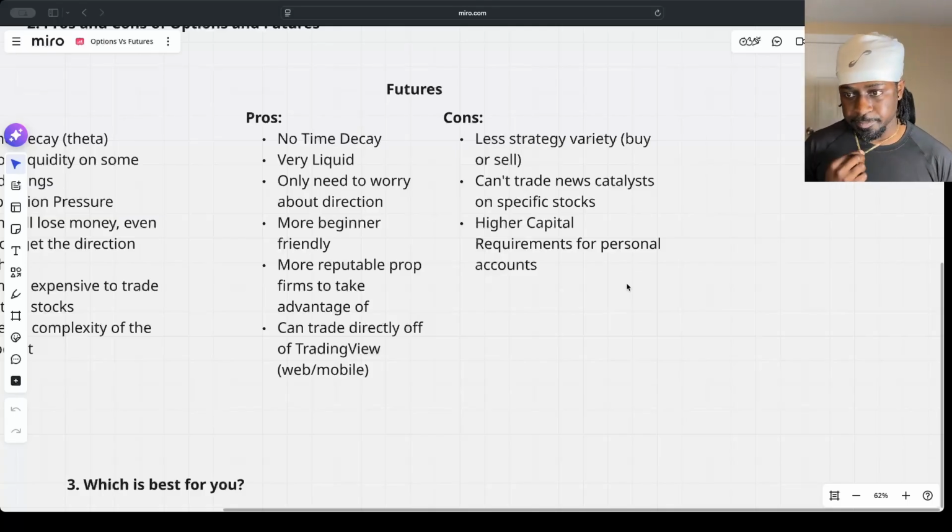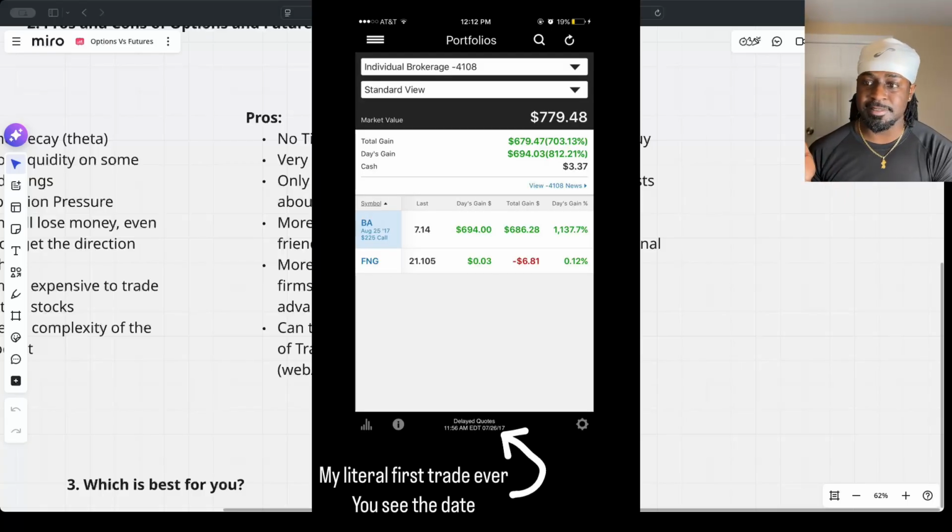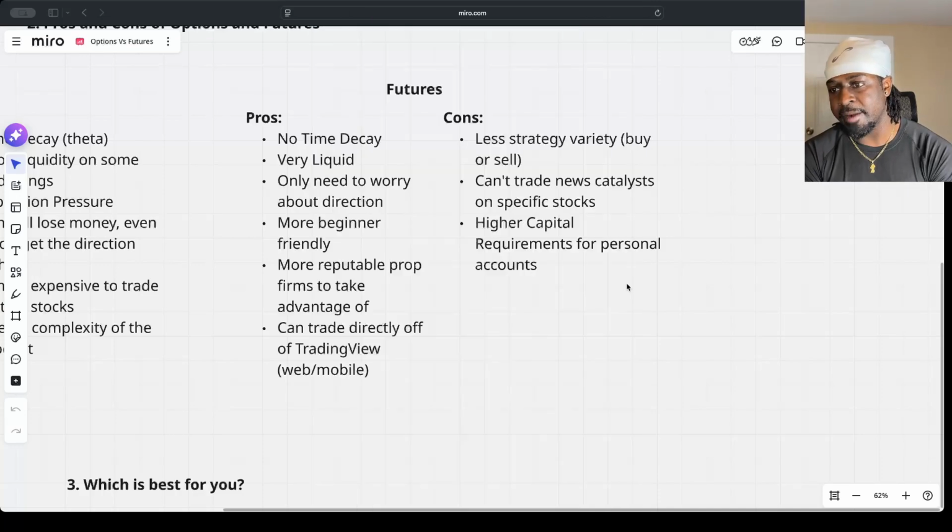And the last con is there's a higher capital requirement for personal accounts. I think on a lot of brokers, they have a minimum of like $1,000 or $2,000 to be able to trade micros. With options, you can jump in with $50. My first option trade was literally $60 to like $700 plus overnight. So there are higher capital requirements for personal accounts, and that is a con for futures trading.